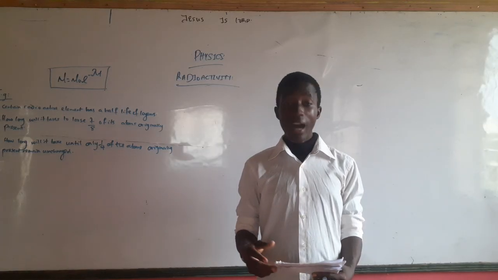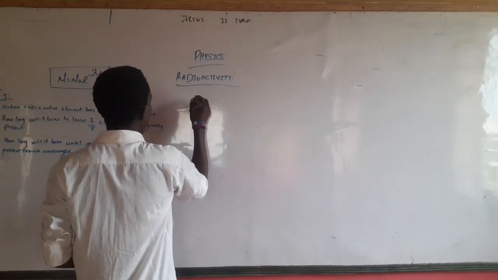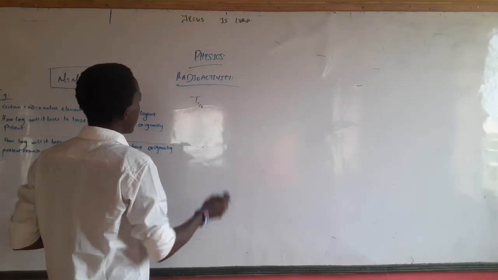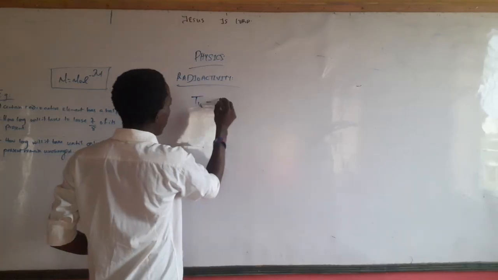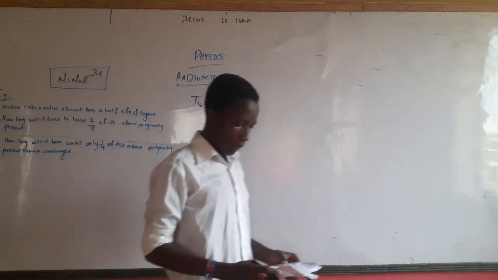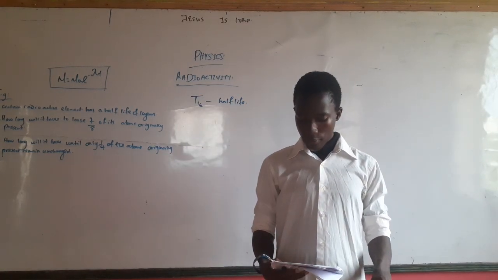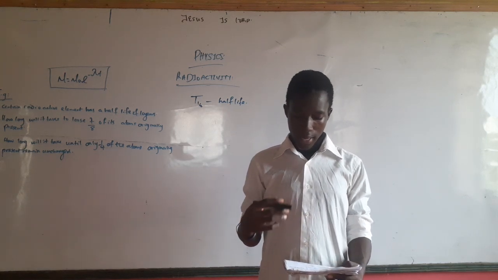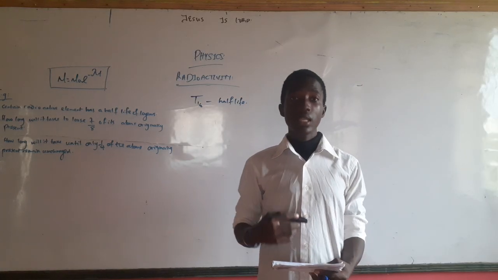So I'm going to talk about half-life. There's something we call half-life, most times denoted by T half. The half-life of a radioactive element is the time taken for half of the atoms initially present in the element to decay.